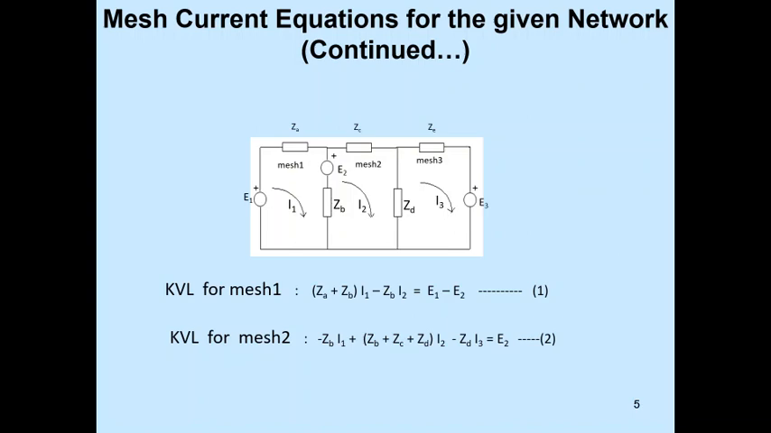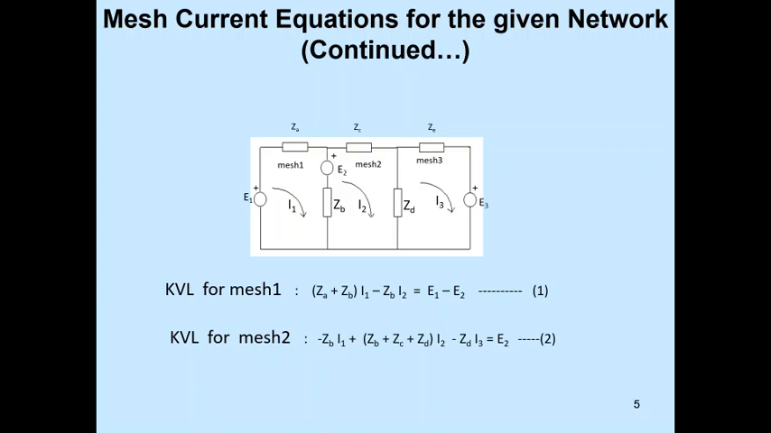Similarly, for the mesh 2 equation, the current flowing in ZB is I2 minus I1, and in ZC the current is only I2. But in ZD, the current is I2 minus I3. So by taking that, minus ZB into I1 plus (ZB plus ZC plus ZD) into I2 minus ZD into I3.